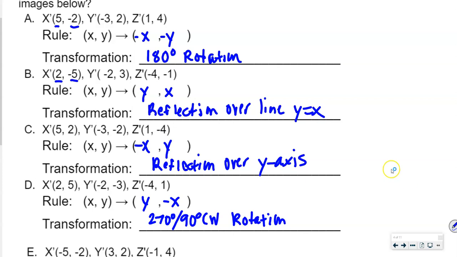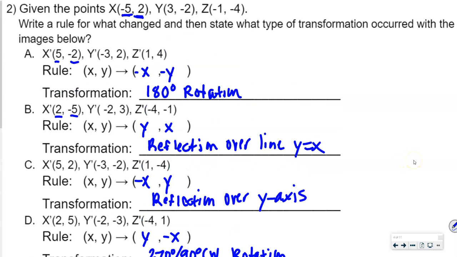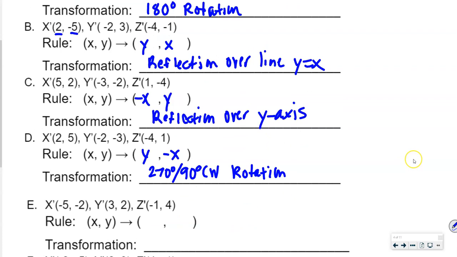Okay. All right, so the next one is negative 5, negative 2. Okay, so what changed here? Again, looking up here at our signs, negative 5 didn't change. The 2 changed signs, right? So this did not flip, so it's still x, y. The 2 changed signs. So that is a reflection over the x-axis.